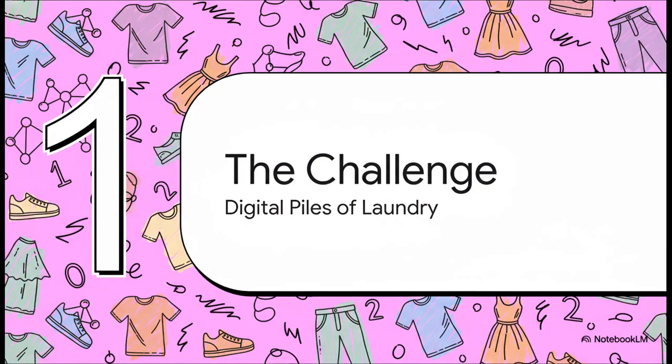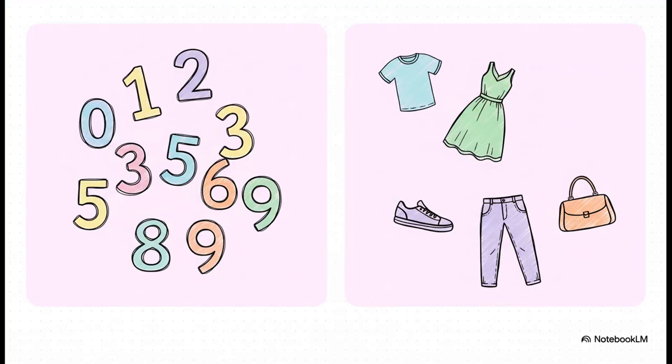Okay, so to really put our new digital brain to the test, we need a challenge. And in our case, we've actually got two of them. You can think of them as two different digital piles of laundry that our AI has to sort. And believe me, one is a lot simpler than the other. So first up, we've got the classic MNIST dataset. This is pretty straightforward, just simple handwritten digits, 0 through 9. A perfect place to start.